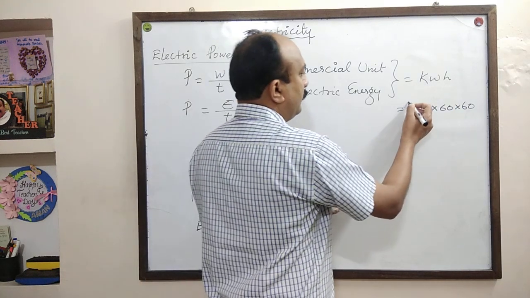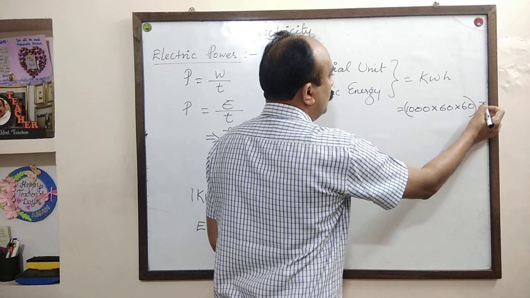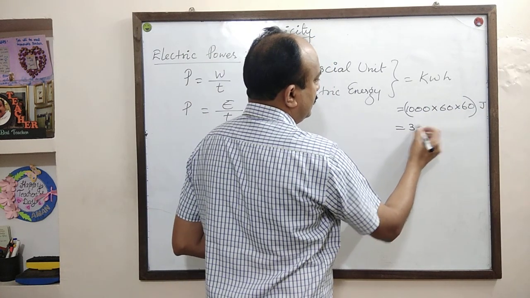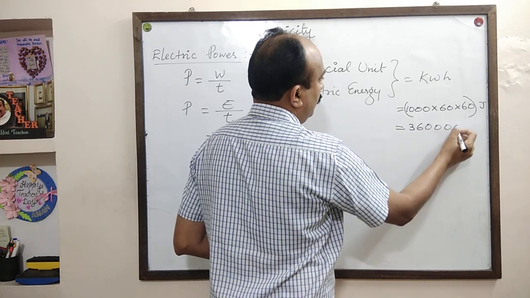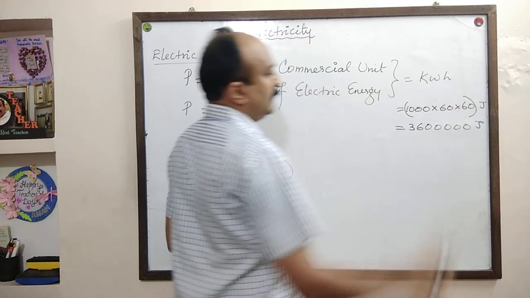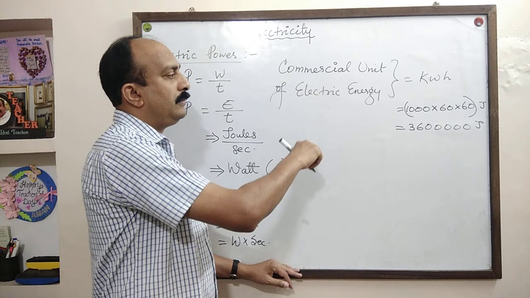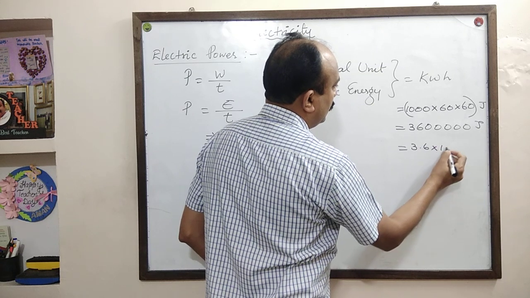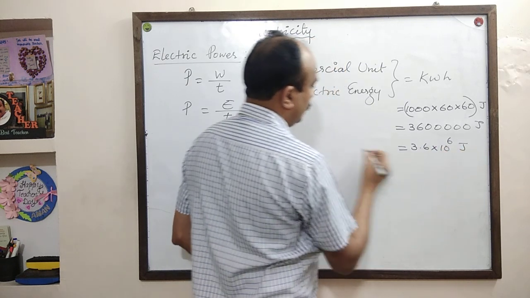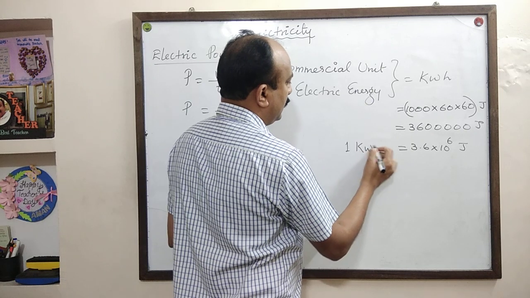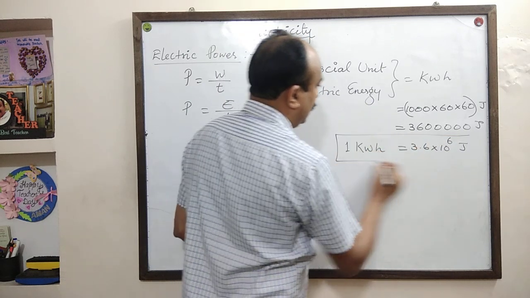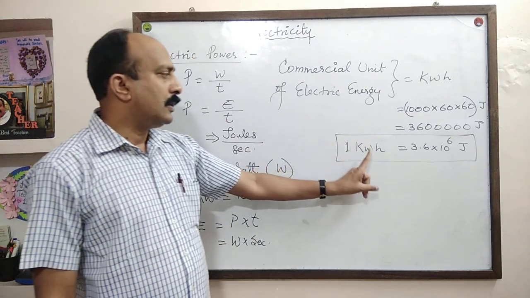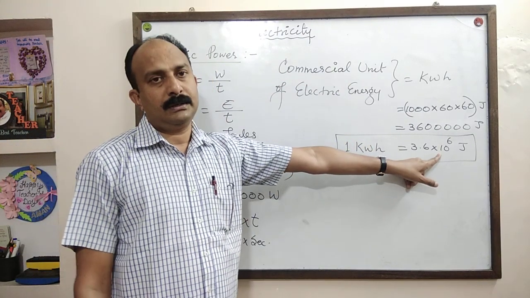So SI unit of energy is joule. 1000 into 60 into 60 means 6 into 6, 36, and then 5 zeros. This is the conversion of kilowatt hour into joule. Or we can write it as 3.6 into 10 raised to 6 joule. So 1 kilowatt hour is equal to 3.6 into 10 raised to 6 joule. This is the conversion of commercial unit into SI unit.